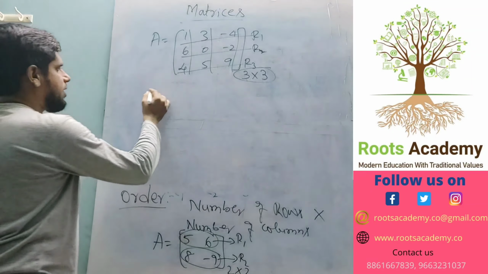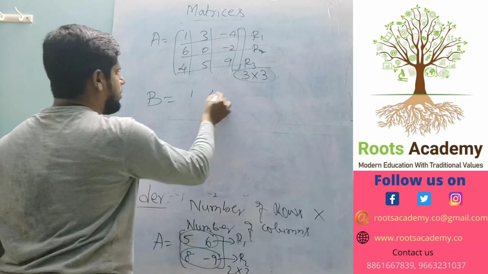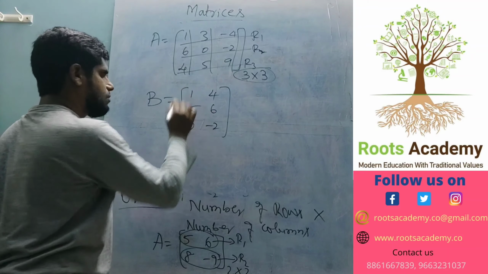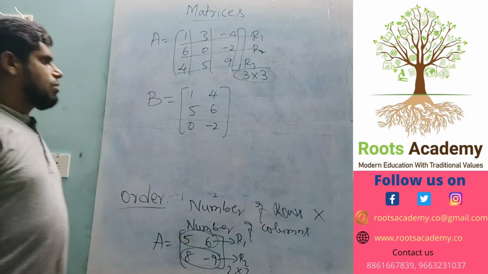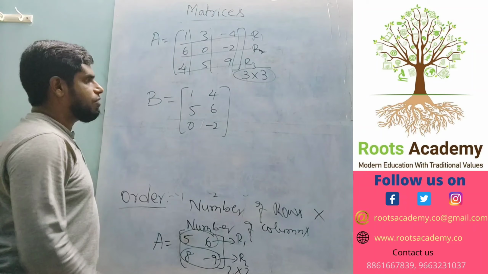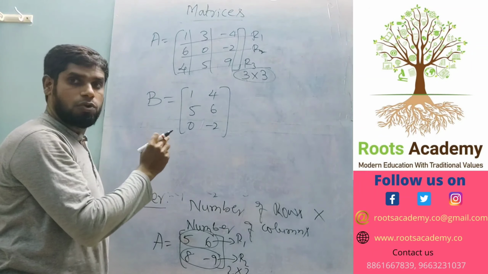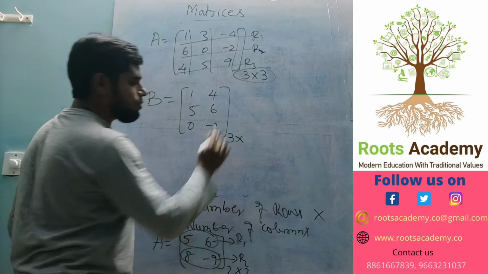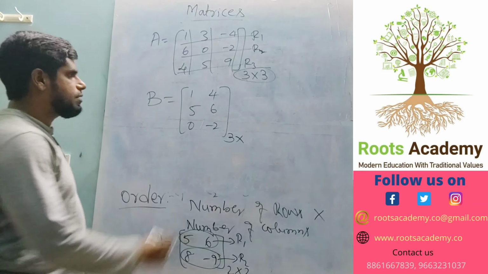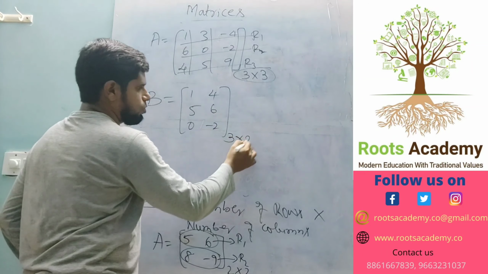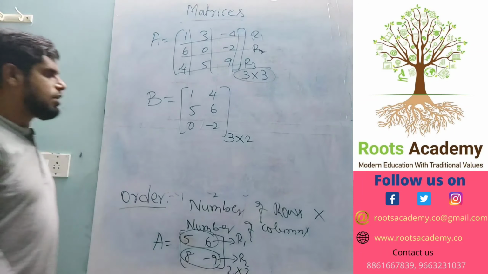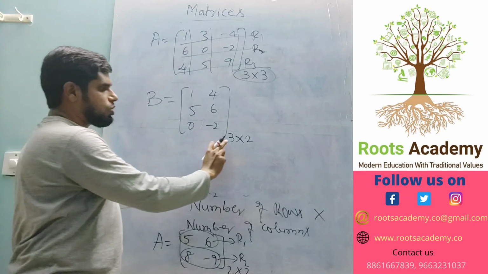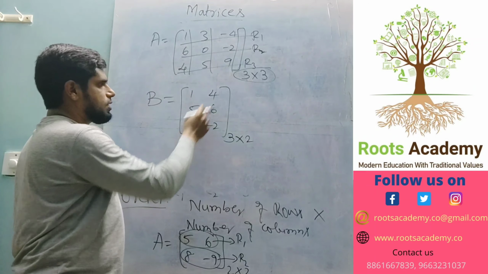For example, another example will take B matrix 1, 4, 5, 6, 0, minus 2. Now student, here, what is the order of this matrix? First we will always take rows, always rows first. How many rows are here? 3 rows into. Now how many columns here? 1, 2. 2 columns. So 3 into 2 is the order of this B matrix. That means how many elements should be there? 3 2 is 6. Yes, it has 6 elements.